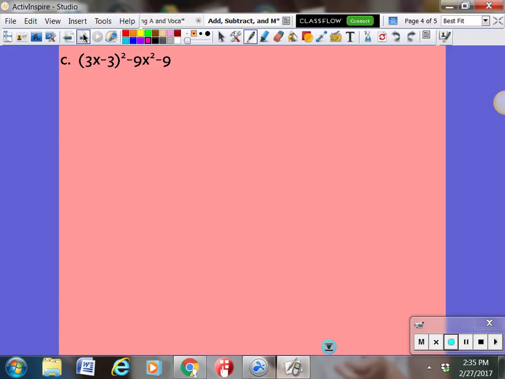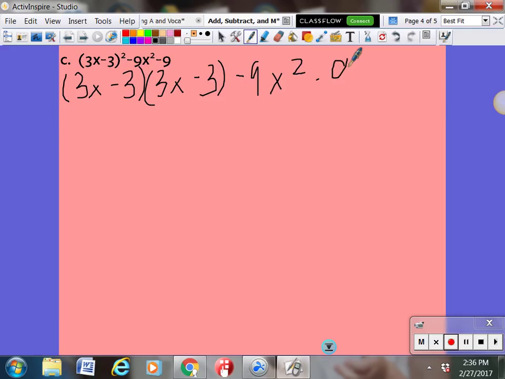The next example we're going to look at is 3x minus 3 squared minus 9x squared minus 9. So again, my first step here is going to be to deal with what's in parentheses, and in this case it's squared. So since it's squared, I'm going to write it twice because I have a binomial inside my parentheses, and I can't distribute if I have a binomial, only if I have a monomial of one term. Since I'm multiplying a binomial times a binomial, I'm going to use the box.